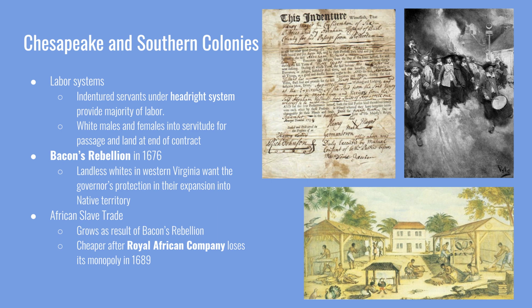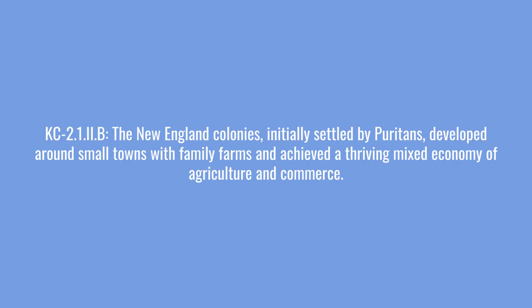It becomes cheaper to buy enslaved labor after the Royal African Company loses its monopoly on the transportation of enslaved people in 1689. Those two events had happened relatively close to each other, 1676 for Bacon's Rebellion and 1689 for the Royal African Company losing its monopoly, and really helped lead to the increase of enslaved labor in the British colonies. The next learning objective takes us to the New England Colonies.